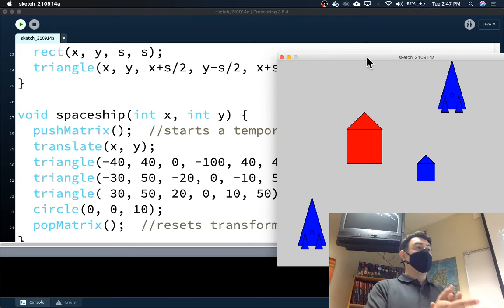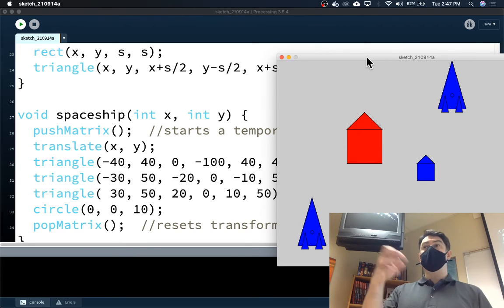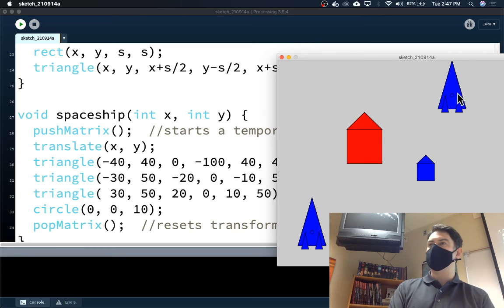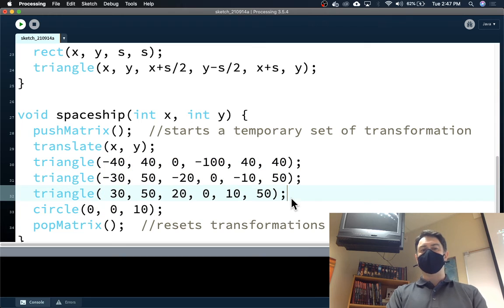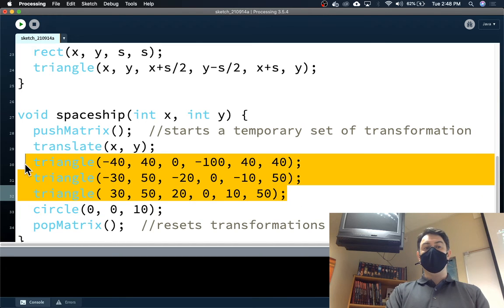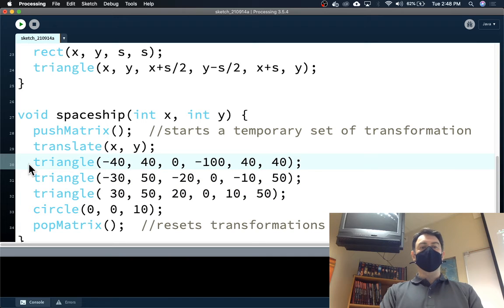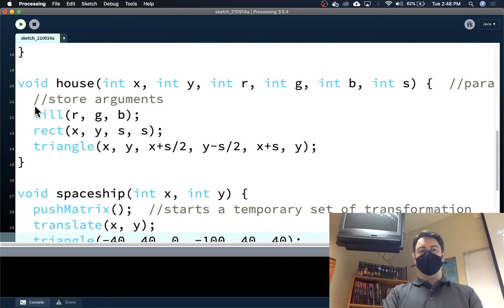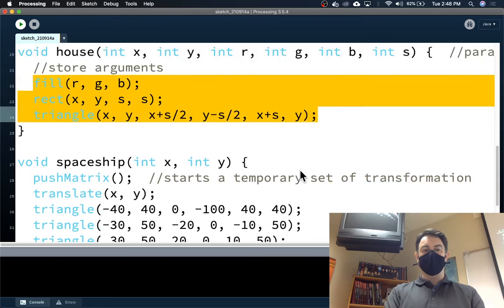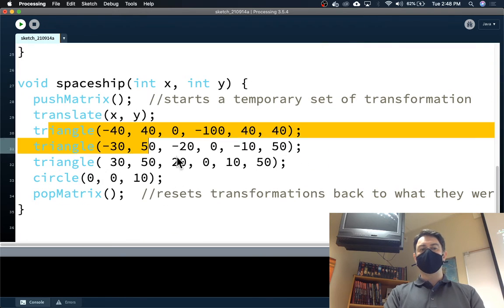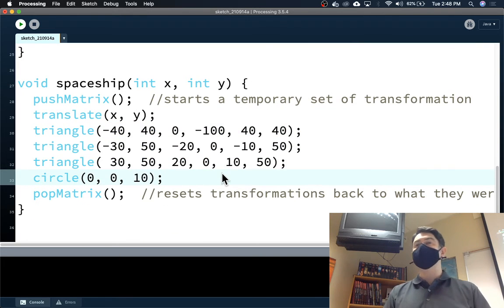Woohoo! So that's the power of push and pop matrix. This pre-drawn shape can now get put all over the place. I don't have to recalculate. This doesn't have to turn into algebra. These numbers can just stay where they are. So that's pretty great. So there are two different techniques, right? The one we use for house and the one we use for spaceship. Two different techniques to accomplish similar things.